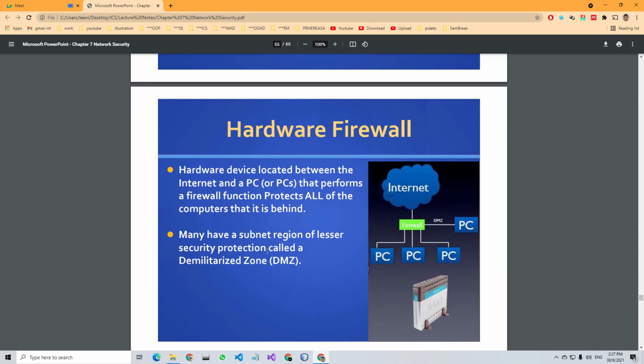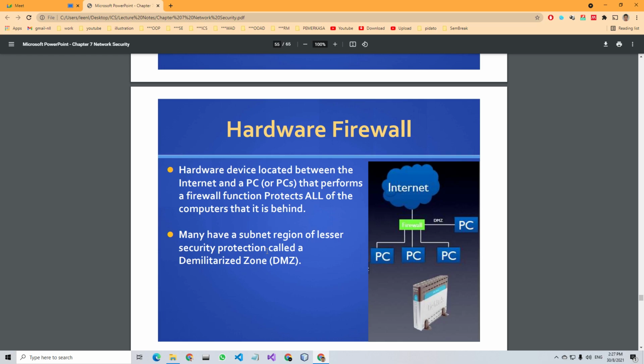Okay, repeated. A hardware firewall is a device located between the internet and the PC that performs the firewall function, protecting all the computers behind it, just like a wall. The wall is between the internet and all the computers. Many have a subset region called DMZ.